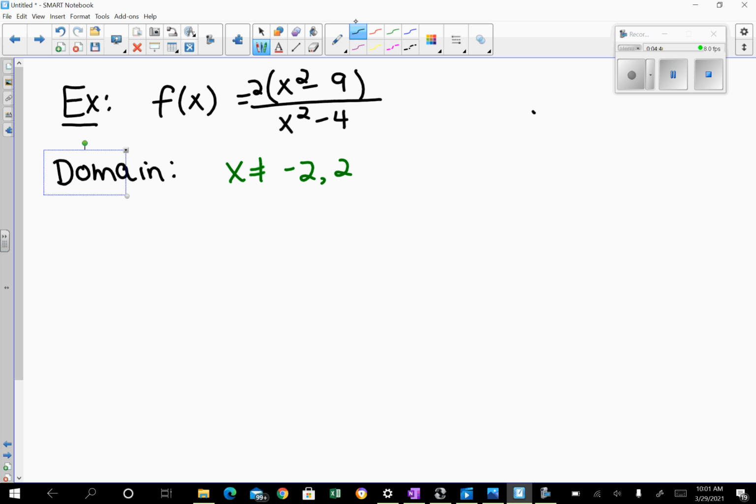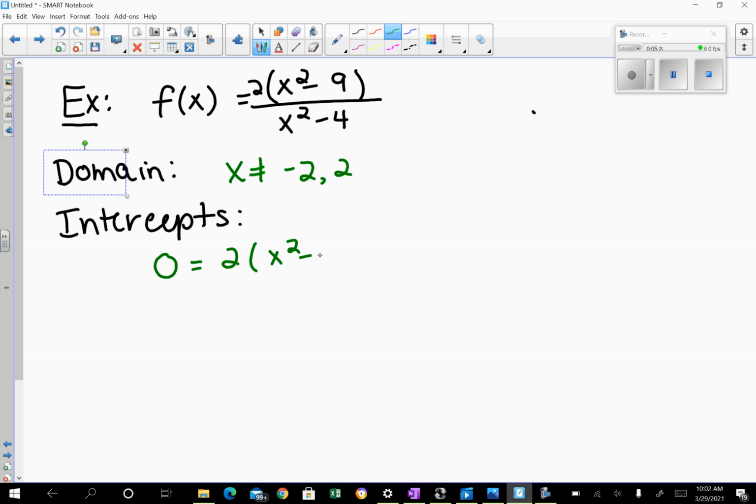Now let's next look at x-intercepts and y-intercepts. Remember, when it crosses the x-axis, y equals 0. When it crosses the y-axis, x equals 0. I think I said the same thing twice, but you get the point. So if we look at this, when is the whole thing equal to 0? So when does y equal 0?